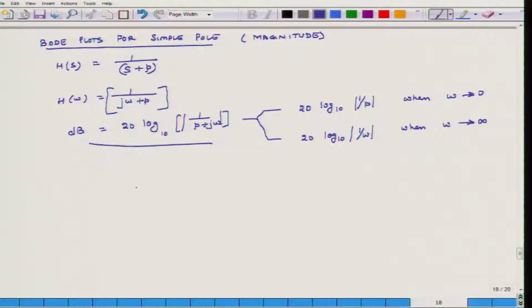Okay. So, now I am going to plot this. I said that the x axis, so this is the Bode plot for magnitude.